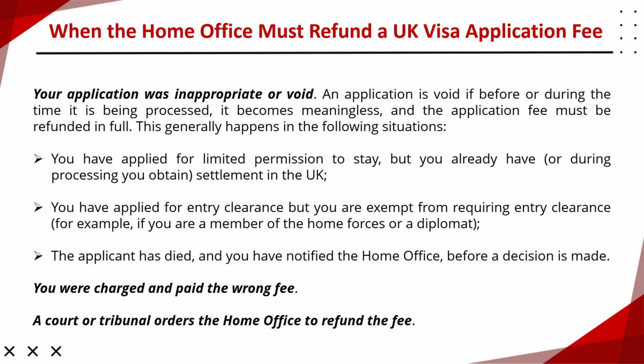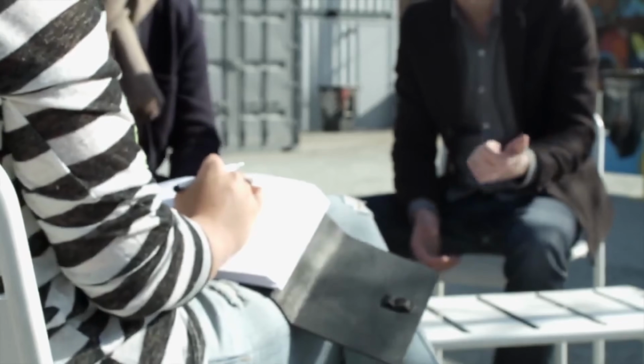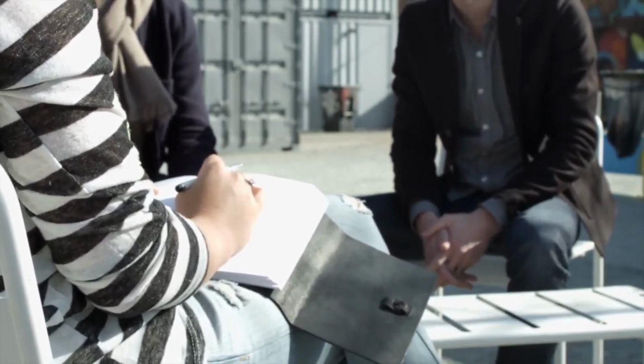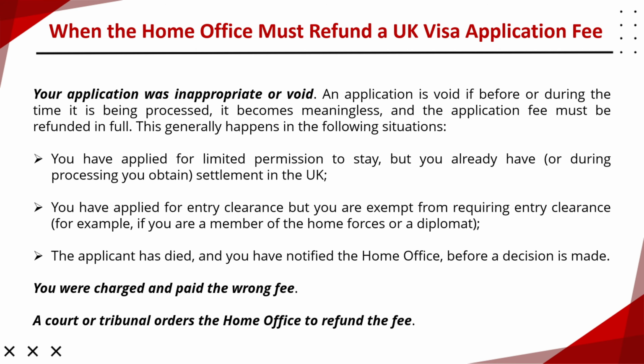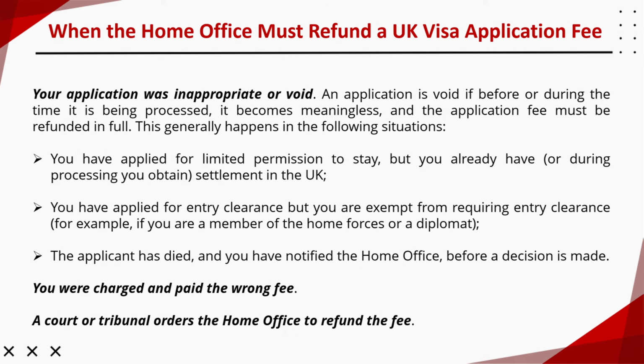A court or tribunal orders the Home Office to refund the fees. For example, you've done an application and the decision was done incorrect and you go to the tribunal court and they decided that obviously you should get the refund back because the Home Office has done injustice with you. In these kind of cases, you don't get the refund straight away. So in this video, we will learn how to apply for refund as well, because they will never tell you that you will get the refund.